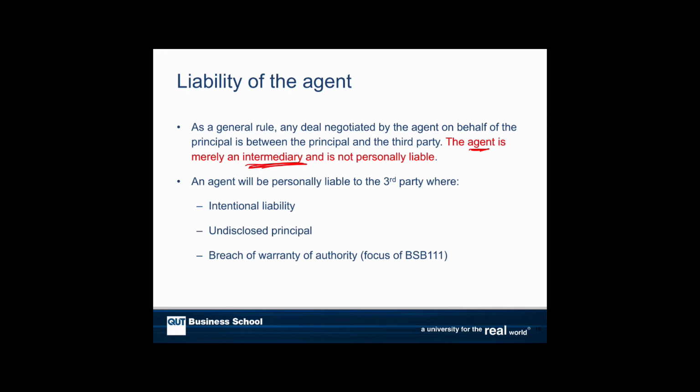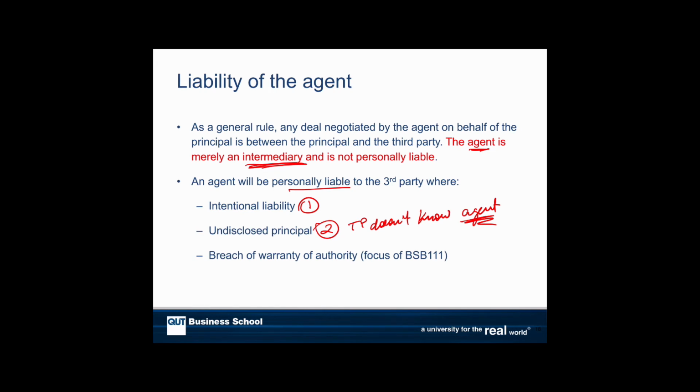However, they can be liable if, one, they're intentionally liable, like they mean to be. If they mean to be liable, they will be. Second, the undisclosed principal problem. What does this mean? This means if the third party doesn't know that you're actually the agent for someone, if they don't know you're an agent, they actually think they're signing a contract with you. So therefore, you'll be liable. So you have to make it clear that you're the agent for a principal.